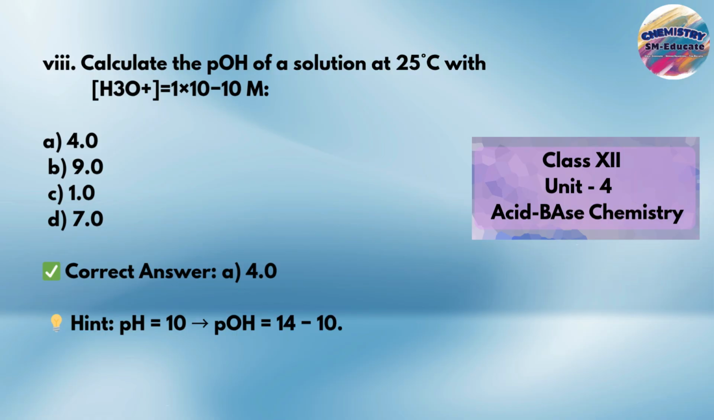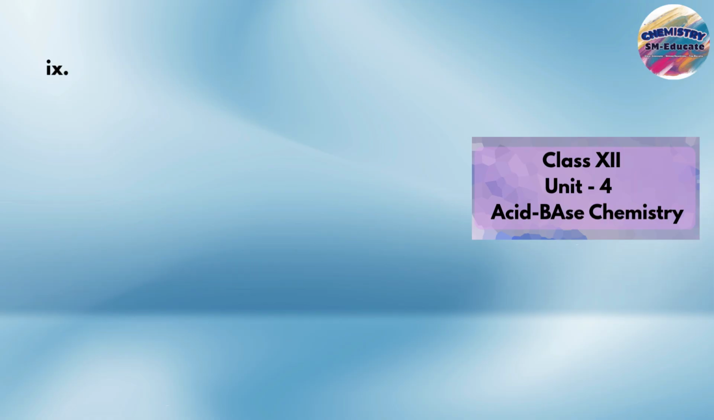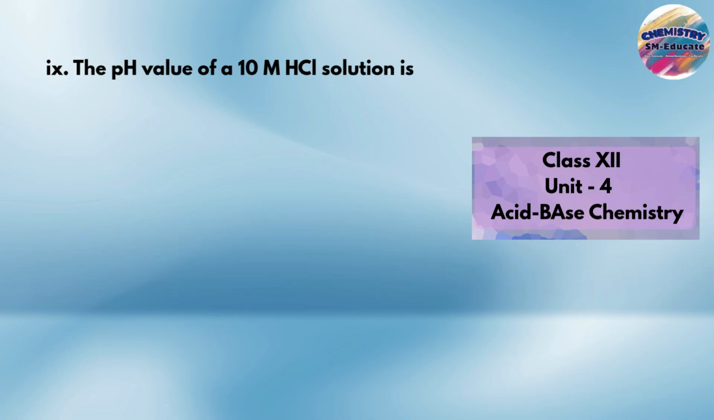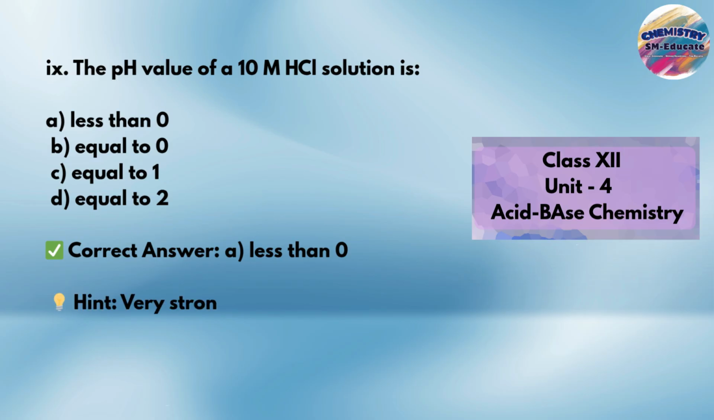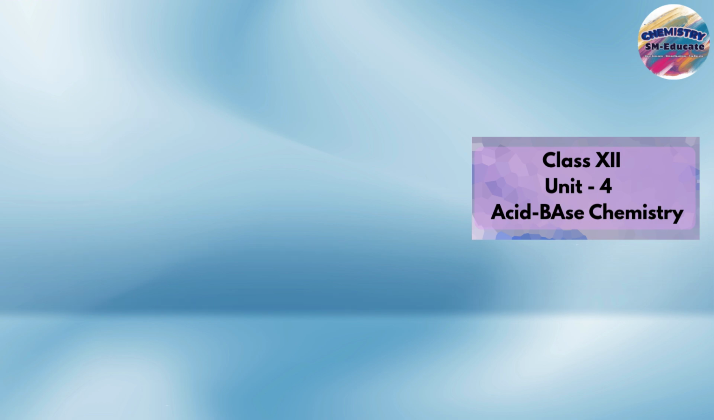pH equals 10 means pOH equals 14 minus 10. Part 9. The pH value of a 10 M HCl solution is: A, less than 0; B, equal to 0; C, equal to 1; D, equal to 2. Correct answer: A, less than 0. Hint: Very strong acid, H+ greater than 1, therefore pH becomes negative.